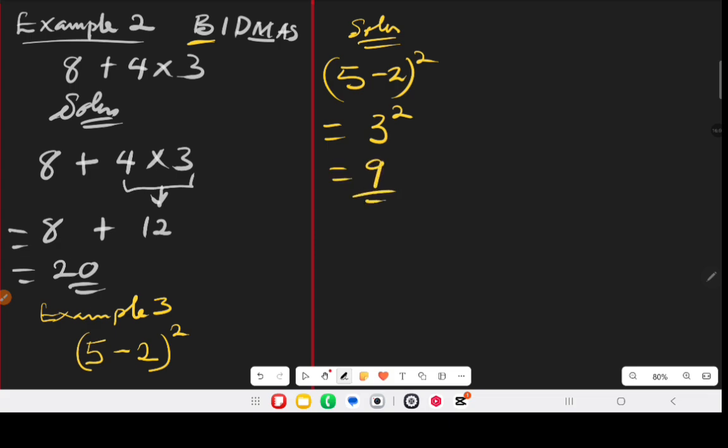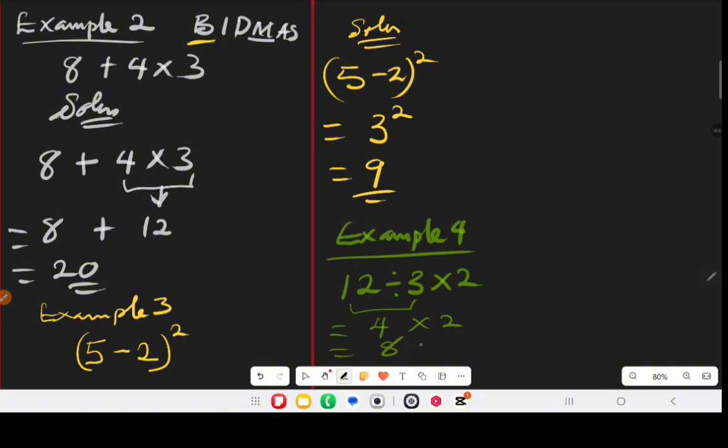Then we take example 4. If we have 12 divided by 3 times 2, in this case we solve from left to right because division and multiplication have the same priority. The rule is solve from left to right. So first we solve these two: 12 divided by 3 gives us 4, times 2, and the final answer becomes 8.